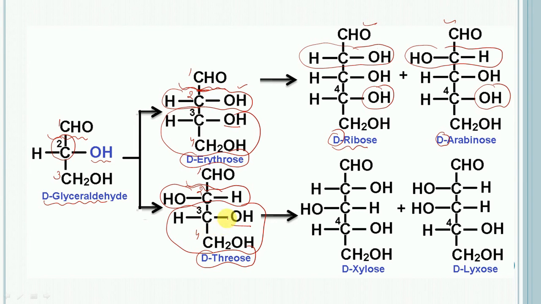Similarly, if a new chiral center is introduced in D-threose at carbon number 2, in the first case the hydroxy group is on the right hand side, so it is called D-xylose, and in the second case the hydroxy group is on the left hand side, so it is called D-lyxose. In both these cases, the penultimate carbon has the hydroxy group on the right hand side, so it is the D configuration, and in the second case the hydroxy group is again on the right hand side, so it is the D configuration.